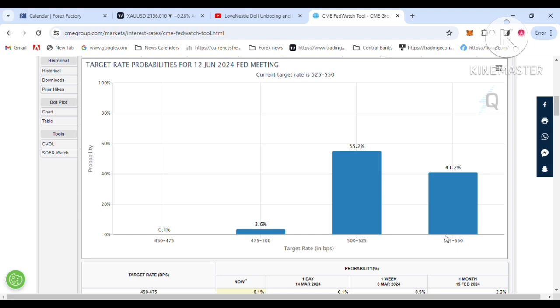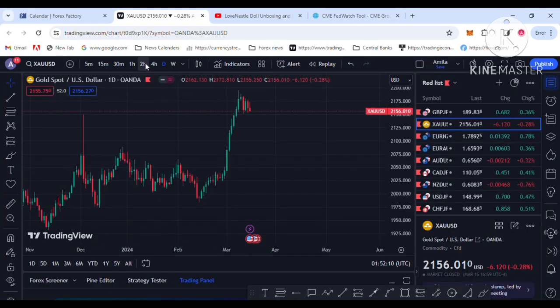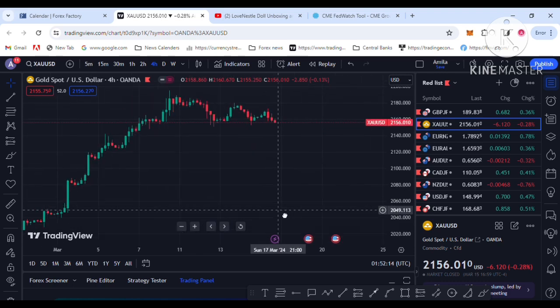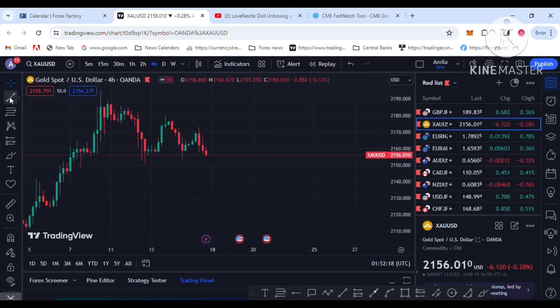This is the reason for dollar demand. Because of the aggressive 5.5 rate, the Fed will maintain it. With the 5.5 interest rate paused again at the March and May FOMC meetings, that is the reason for dollar demand. Let's go to the technical analysis for gold next week.